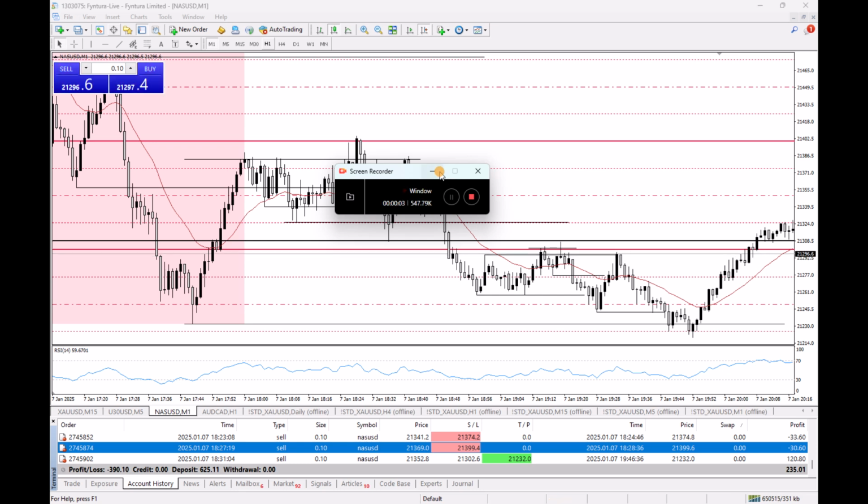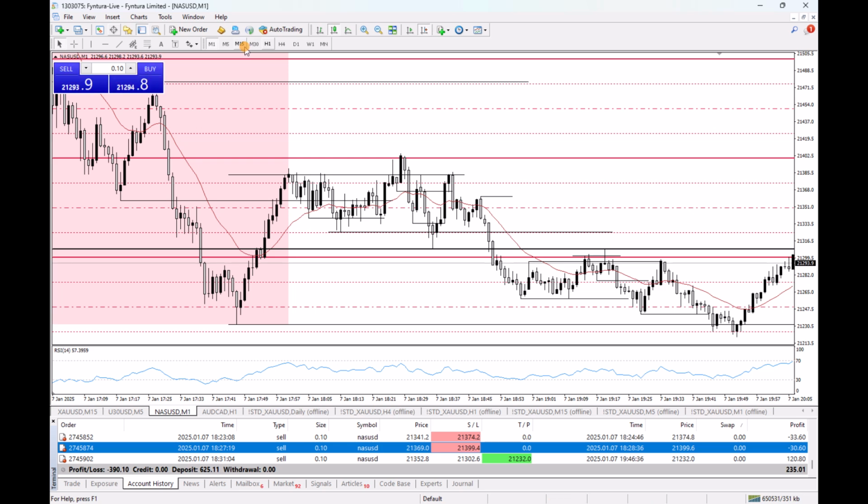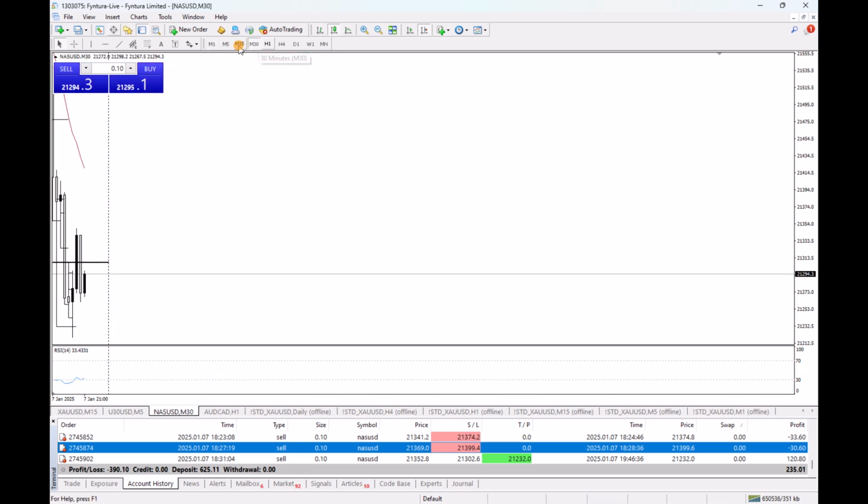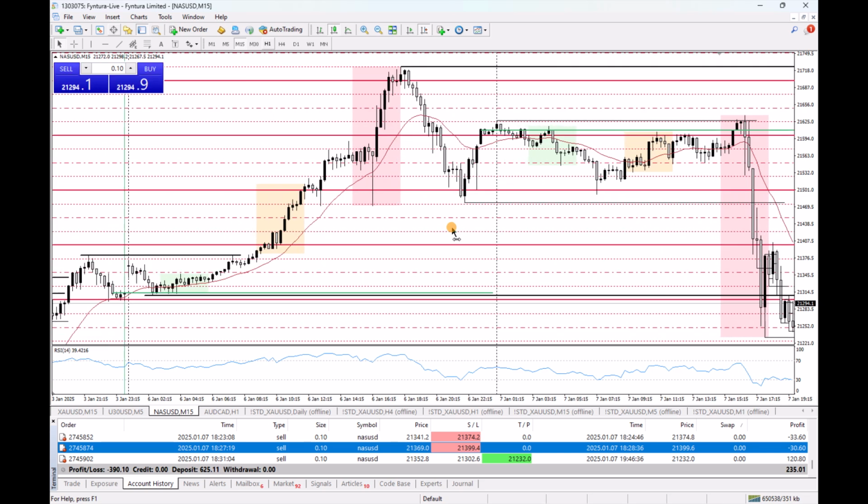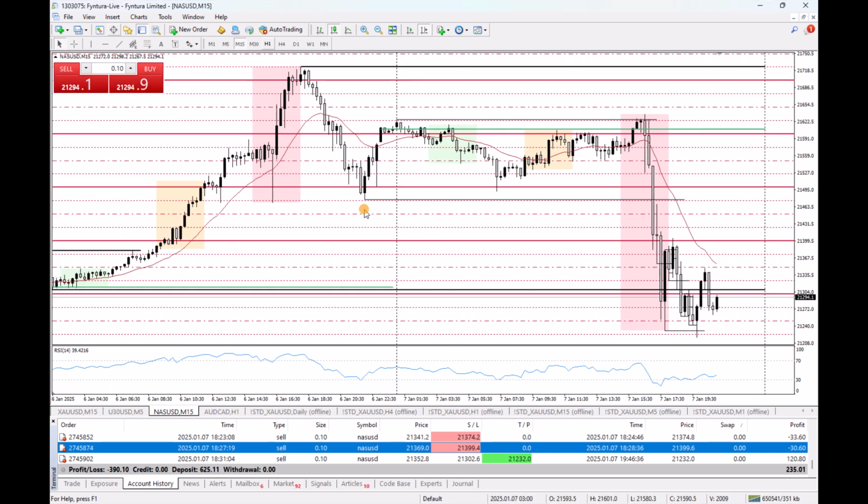All right, so today's Tuesday, January 7th. I just wanted to do a trade breakdown from the trade I took today on NASDAQ. Hold on, what time frame are we on right now? So let's start off with the signal.